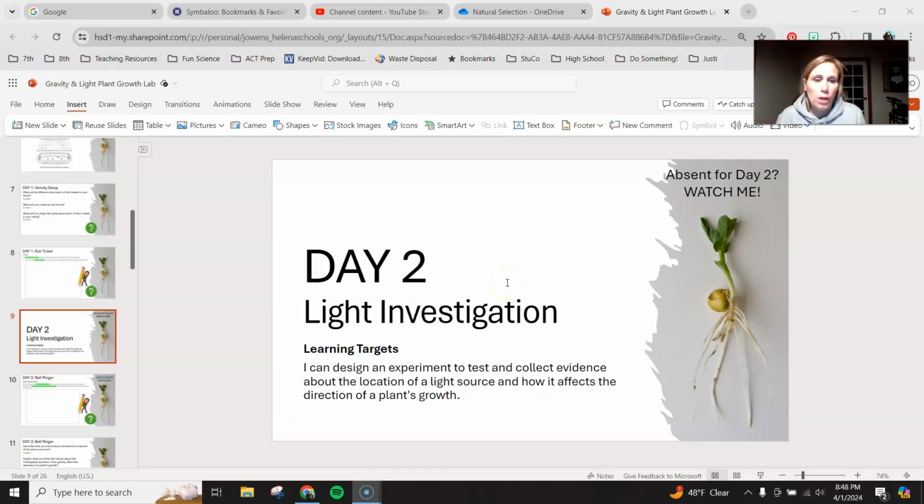7th graders, this is day 2 of your Gravity and Light Plant Growth Lab. Today we're going to be focusing on light after we finish up our day 1 results.